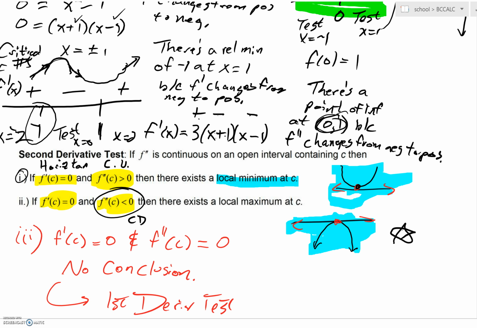So we have yet to do the second derivative test in this lesson. We're just laying the foundation here. This is how it can be done. Of course, take a look at number 3. If the second derivative is 0, then there's no conclusion. Then you have to use the first derivative test. We'll pick up soon.